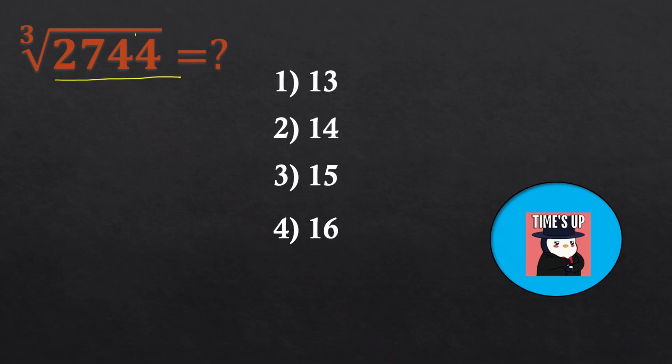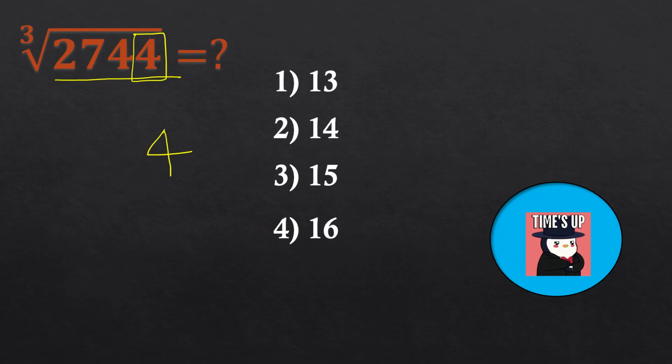So the cube root of 2744. Here the last digit is 4. Which cube has the last digit 4? 4 cube is 64, where the last digit is 4, correct? So the last digit here will be 4. So obviously the answer will be 14 from the options. But still we will solve.